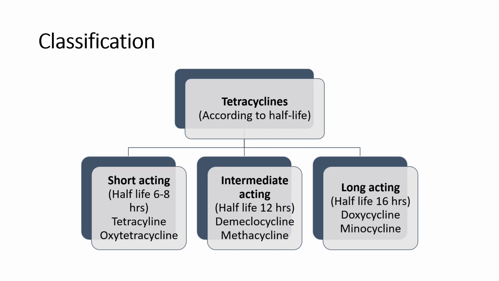The tetracyclines are classified in two ways. One, which is shown, is according to the half-life of the tetracyclines. These are divided into short-acting, intermediate-acting, and long-acting. The short-acting have a half-life of 6 to 8 hours and include tetracycline and oxytetracycline, whereas the intermediate-acting have a half-life of 12 hours, which include demeclocycline and methacycline. And furthermore, there are long-acting that have a half-life of 16 hours, and that include doxycycline and minocycline.